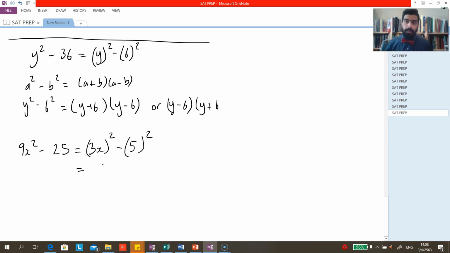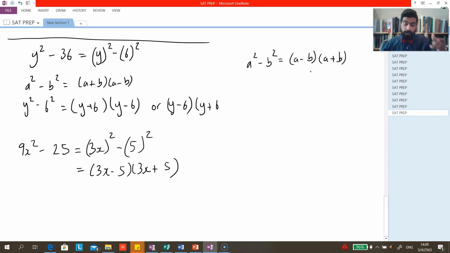And from the above algebraic identity, we know that a squared minus b squared is equal to a minus b, a plus b. So let's write it as 3x minus 5 and 3x plus 5. Right guys, here we go. And this is one of the algebraic identities that is pretty important, that you'll see a lot in SAT. So a squared minus b squared is equal to a minus b, a plus b.